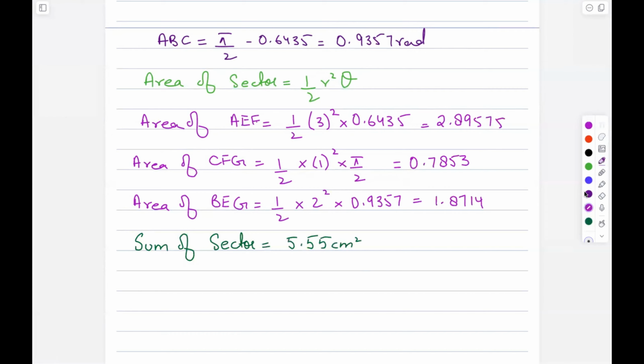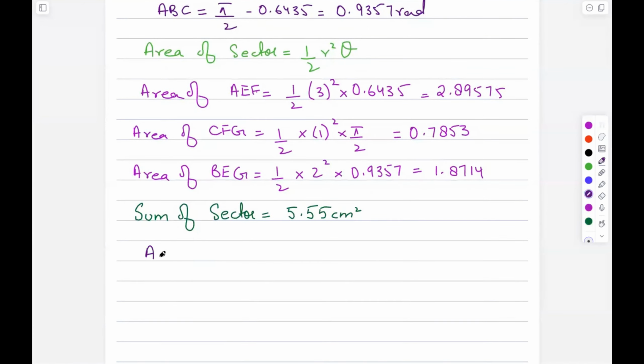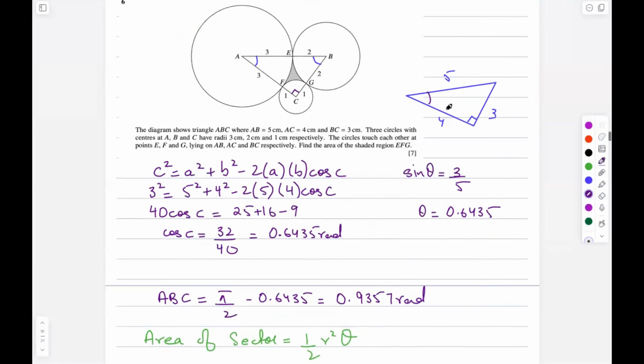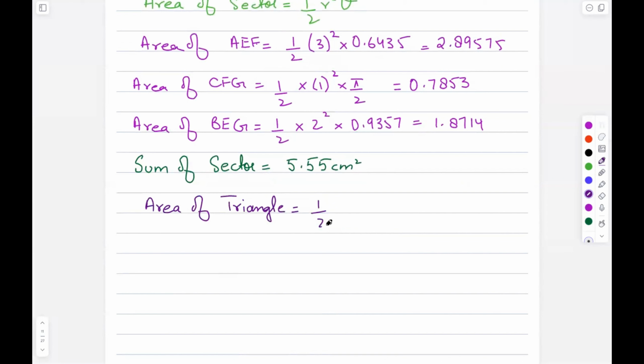And subtracting it now from the area of the triangle. So the area of the triangle will be equal to half base into height. We know that as it is a right angle triangle, the base is 4 and the height will be 3, or the other way around. So that will become half into 4 into 3, which is equal to 6. So the area of the shaded region will be 6 minus 5.55 centimeters squared. So the final answer will be 6 minus 5.55, which is equal to 0.45 centimeters squared.